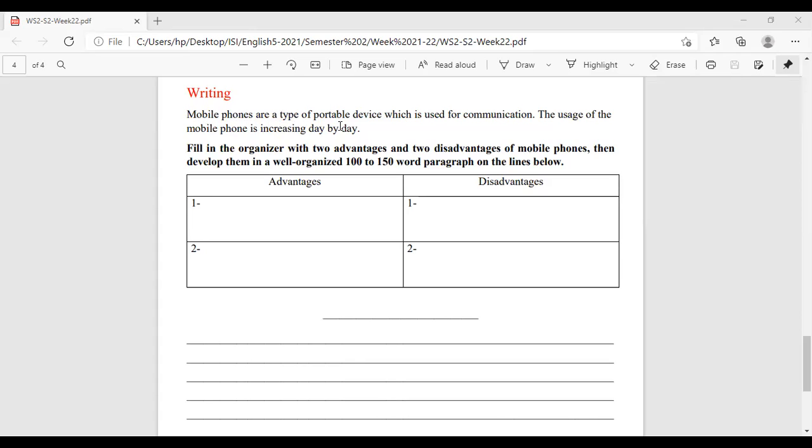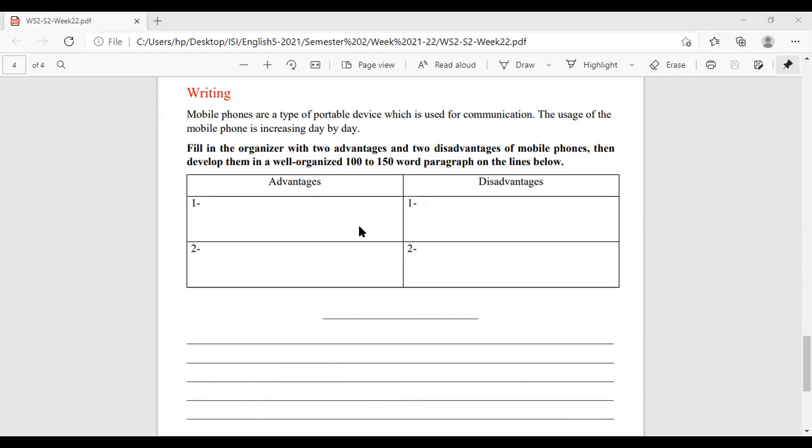Mobile phones are a type of portable device which is used for communication. So what must you talk about? Mobile phones. The usage of mobile phones is increasing day by day. Fill in the organizer with 2 advantages and 2 disadvantages of mobile phones. The organizer is very important. There are 2 points for the organizer, miss. And please don't write full sentences in the organizer. Just write phrases, clauses. Okay? For example, you want to say mobile phones help in communication, just write facilitate communication.